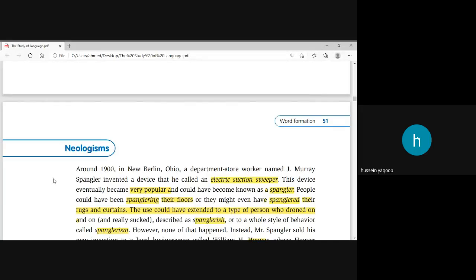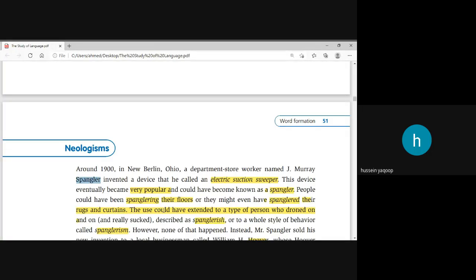What we have in the beginning is a proper noun, the name of the brand given to what this person invented, which is the electric vacuum cleaner. Later, this word developed to be used as a noun, as a gerund, maybe as a verb, as an adjective. We have many examples of the word Spangler. So a Spangler, people could have been Spanglering, meaning cleaning their floors, or they might even have Spanglered, meaning cleaned their rugs or curtains.